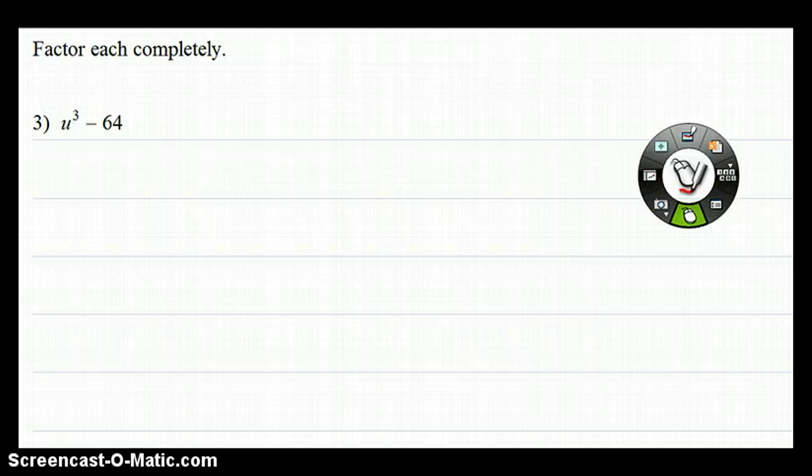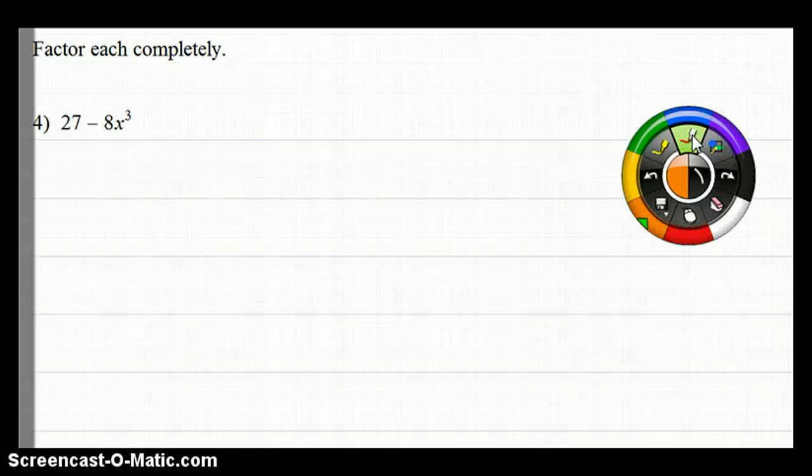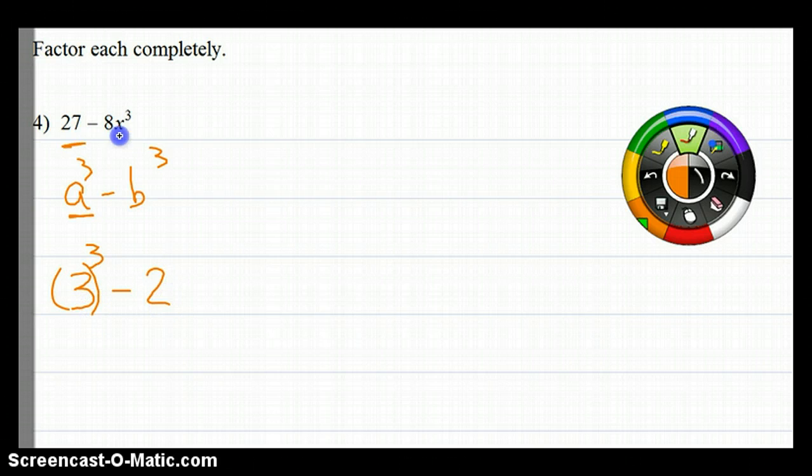Four might look a little different because the number is first, but again, what that means is that we have an a cubed and a b cubed, but this time a is a number, and what times what times what is 27? That would be 3 cubed. Okay. What times what times what is 8? That's 2. Oh, and what times what times what is x cubed? B is going to be x. I'm sorry, b is going to be 2x.